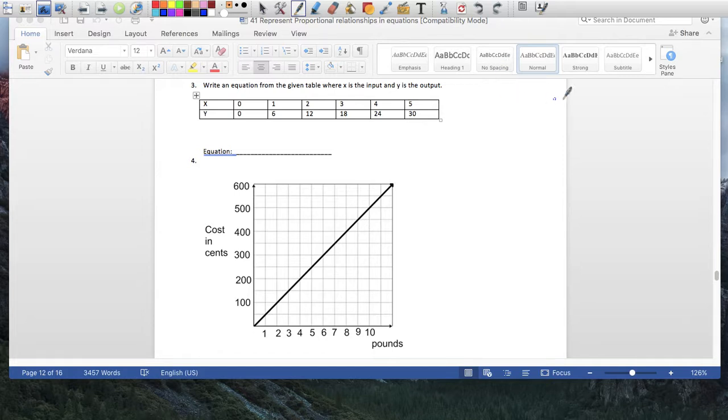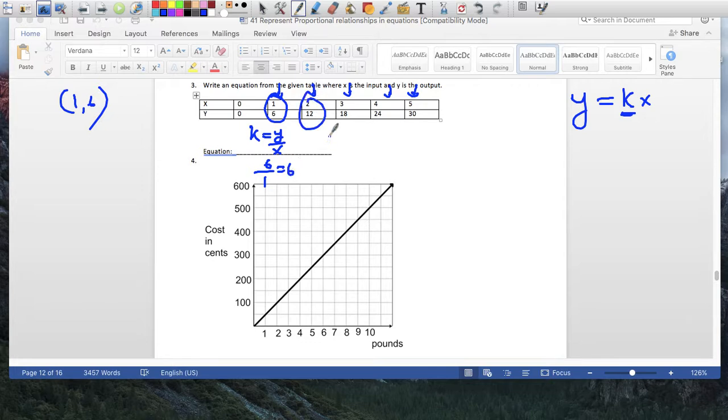So if I want to write the equation, I need k, yeah? And k is also known as my unit rate. Can you see which of these values is my unit rate? Well, my unit rate is the one where x equals 1, which is this one right here, right? So k in this case is 6. If you were to do k equals y over x, you would get 6 divided by 1, which is 6. If you took this point and you did k equals y over x again, you would do 12 divided by 2 and you get k equals 6.